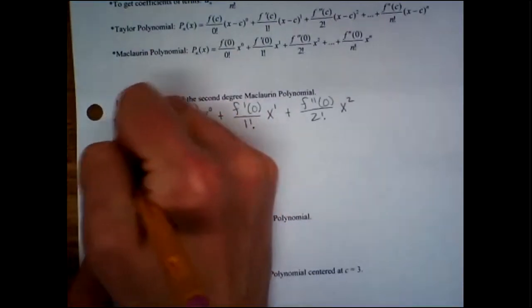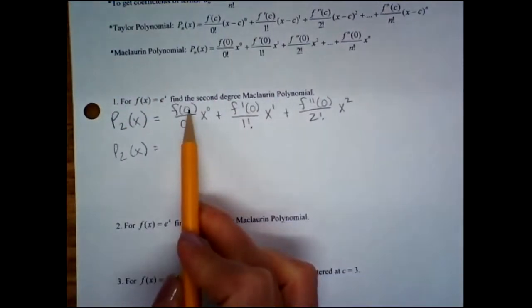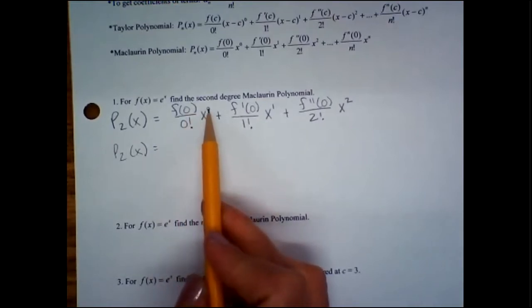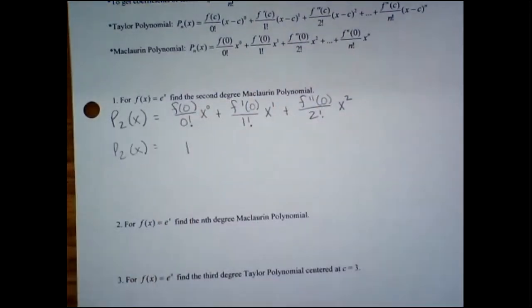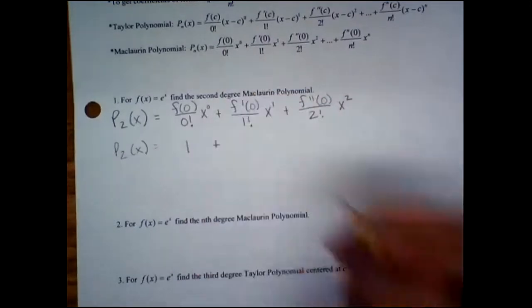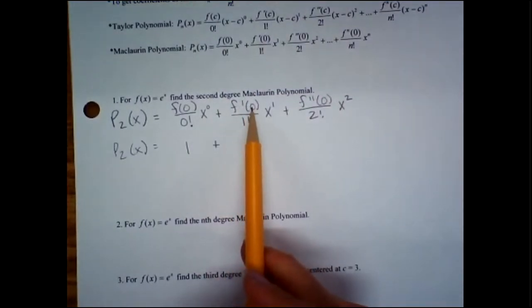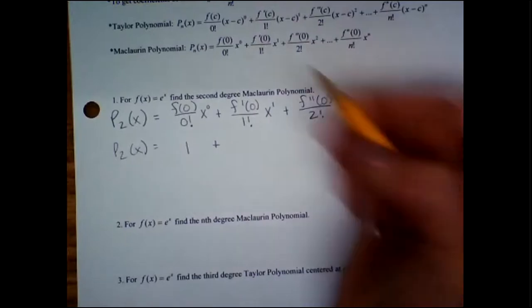So this is going to be e to the 0. What would that be? 1. 0 factorial is also 1, and anything to the 0 power is 1. So this entire first thing is just 1. Plus, right, first derivative is e to the x, e to the 0 is 1, over 1 factorial, which is 1, x to the first, so 1x.